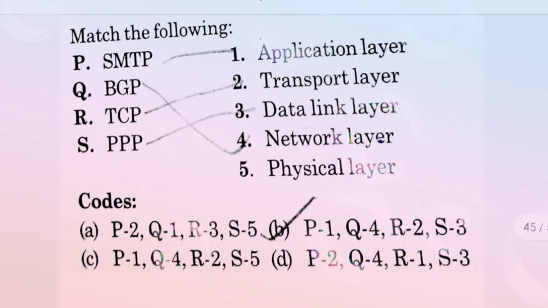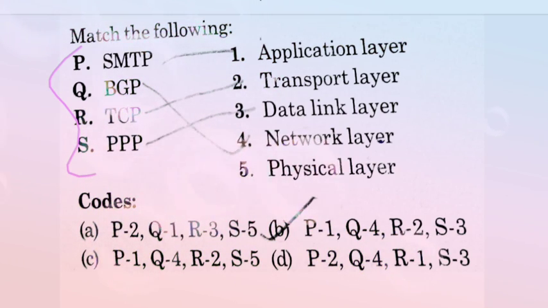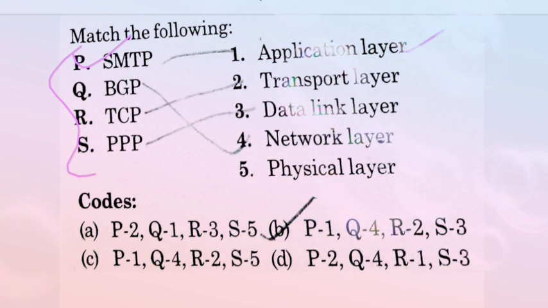Here, match the following. Some protocols are given: SMTP, BGP, TCP and PPTP. We know that SMTP works on the application layer, because email is an application layer protocol. Emailing is based on user interfacing, so due to this SMTP works on the application layer.